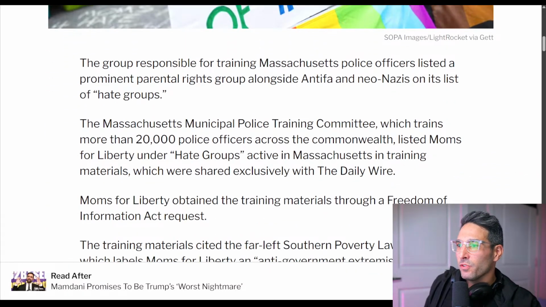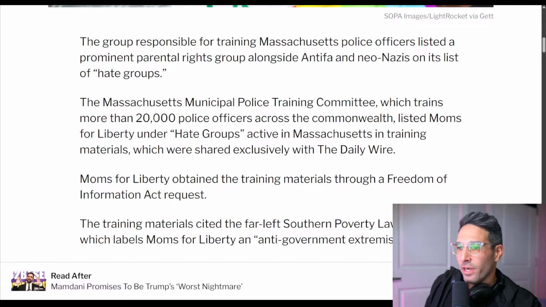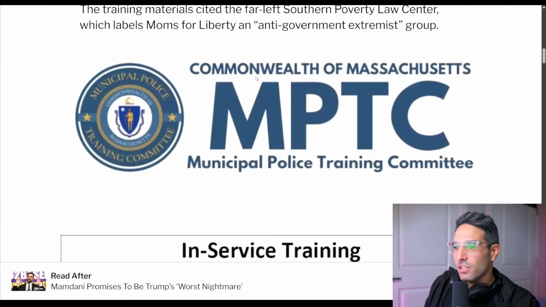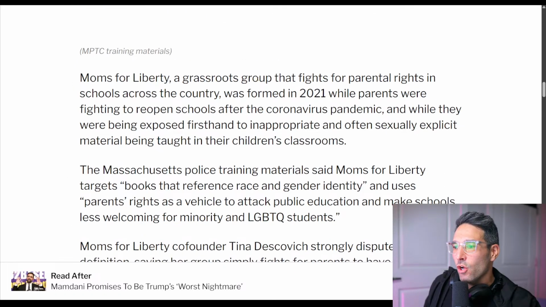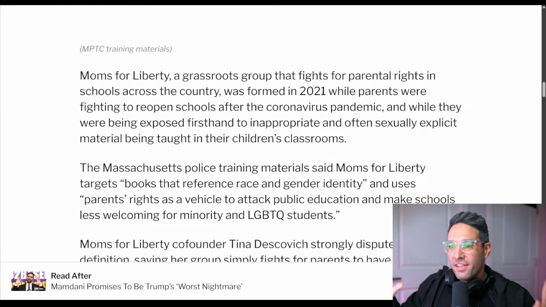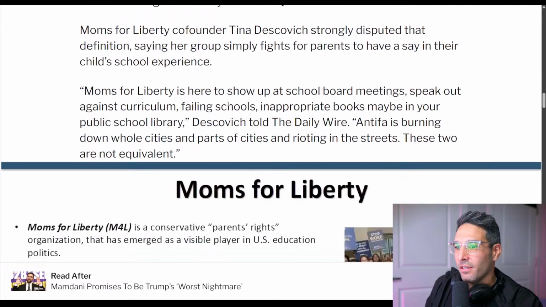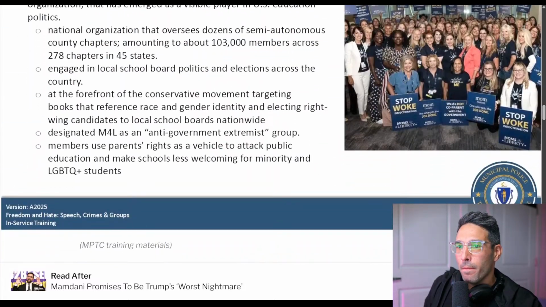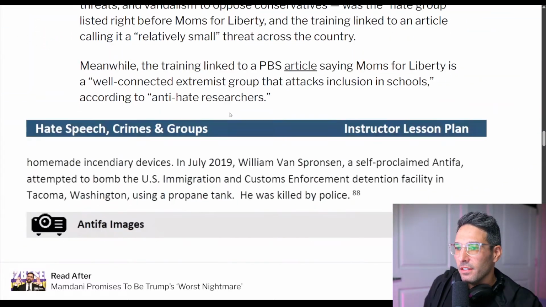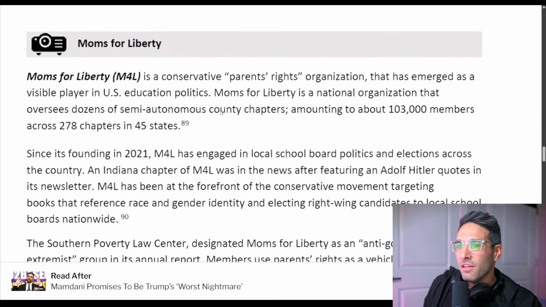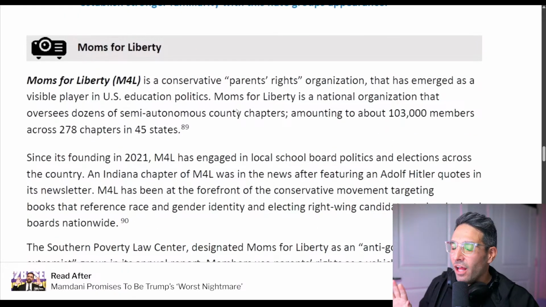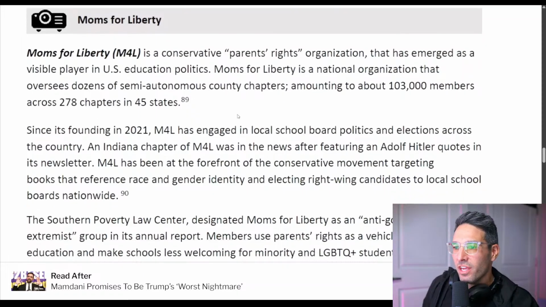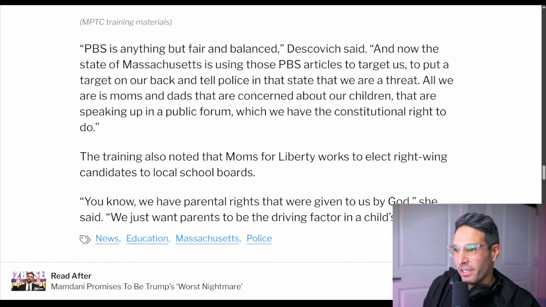The group responsible for training, okay, we know all of this. Trains more than 20,000 police officers across the Commonwealth. What I'm looking for here is who supplied the training. Who is writing the trainings? That's just as important as the training itself, right? Who supplied the training? Let's take a look here, because this stuff is crazy. And the fact of the matter is that I'll almost guarantee you it's going to be the usual suspects.